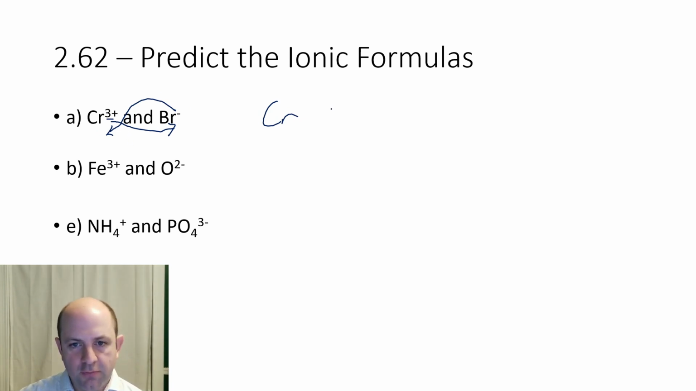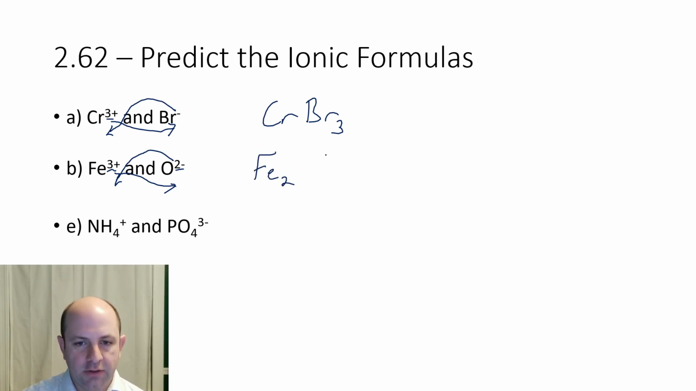This 3 comes over, we'll have 3 bromines, and that's it. There is a final step to check to make sure we can't reduce, but if you got 1 of something, you can't reduce. So this is 2.62, that was A. B, same thing, okay. Now we have 2 numbers that aren't just 1. The 3 switches, the 2 switches, okay, so we'll have 2 of those iron atoms. We'll have 3 of the oxygens. That's it. We can't simplify 2 and 3, call it good.